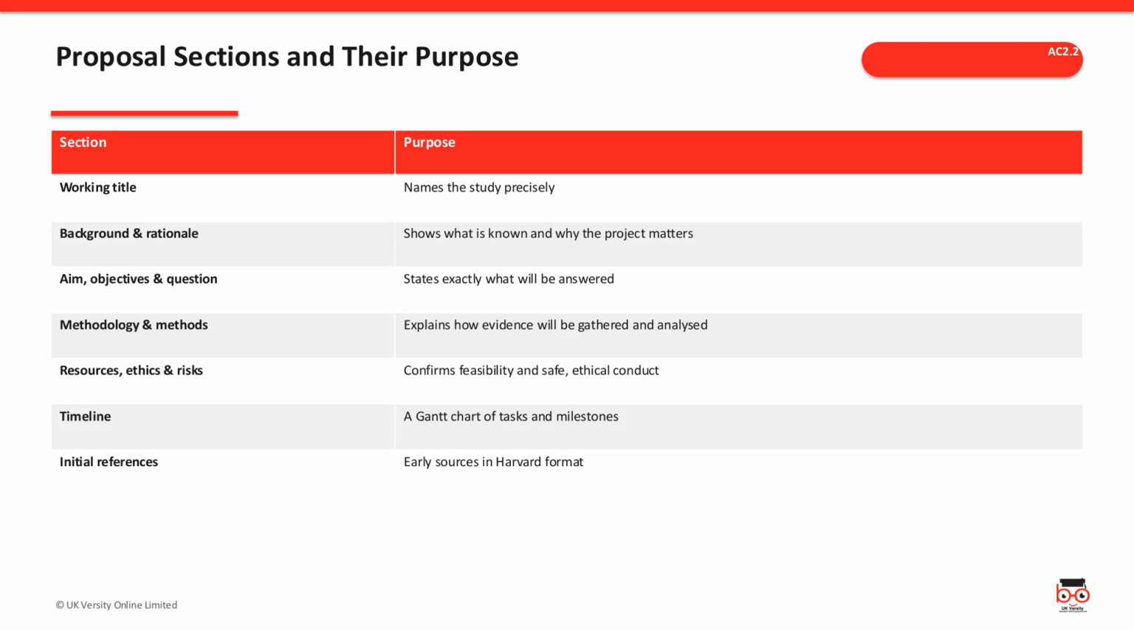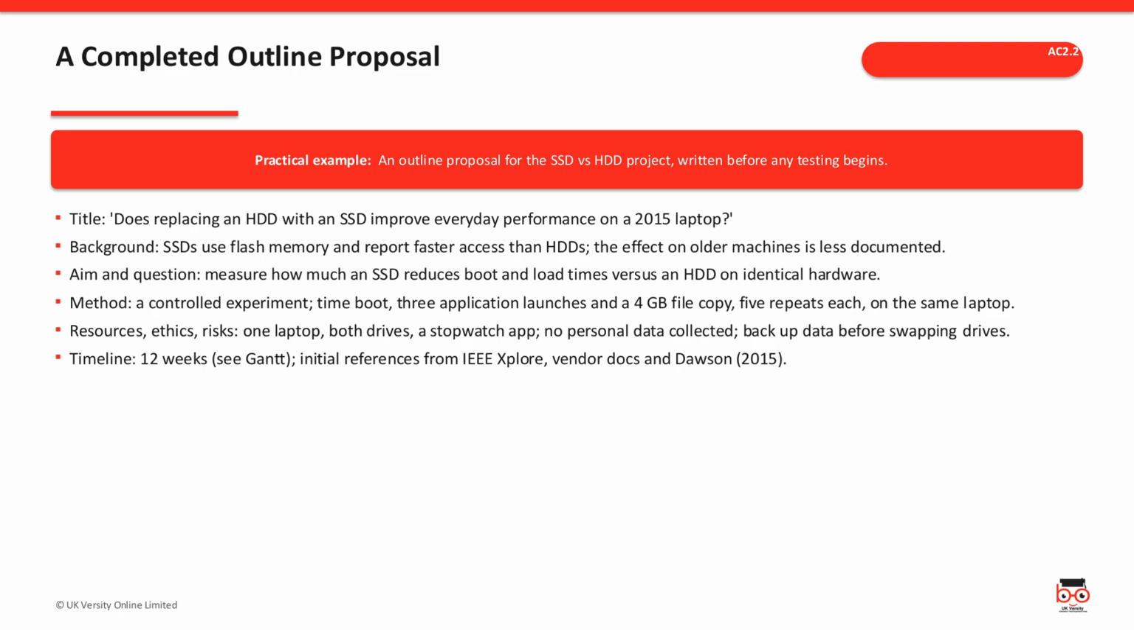Let's name those sections and what each is for. The working title names the study precisely. The background and rationale show what's known and why the project matters. The aim, objectives, and question state exactly what you'll answer, and the methodology explains how you'll gather and analyze evidence. Then resources, ethics, and risks confirm the work is feasible and safe. The timeline gives your Gantt chart of tasks and milestones, and the initial references list your early sources in Harvard style.